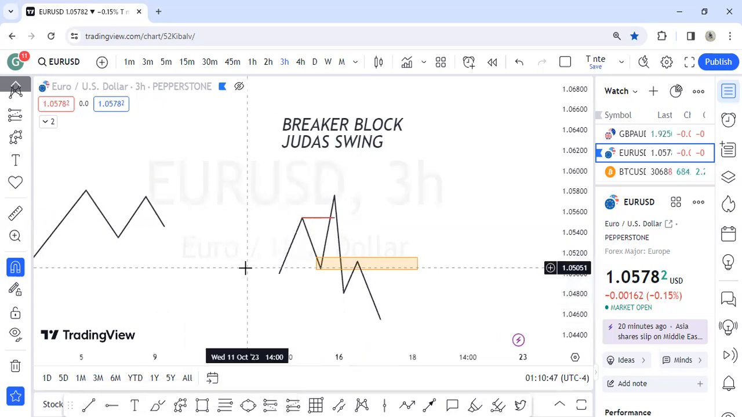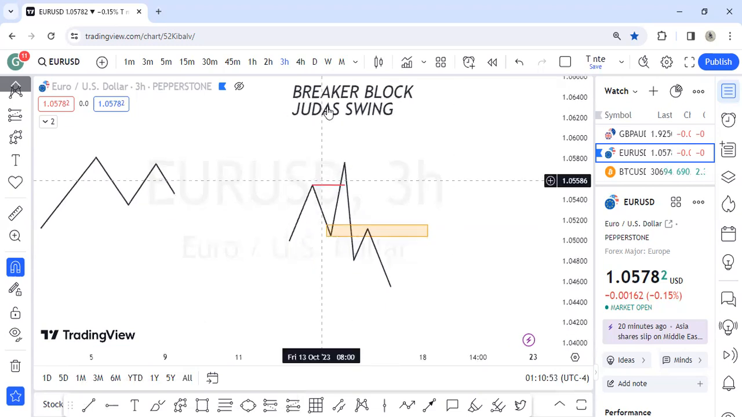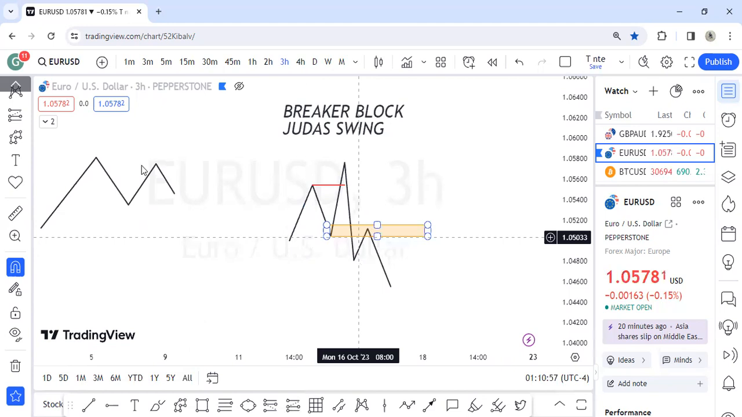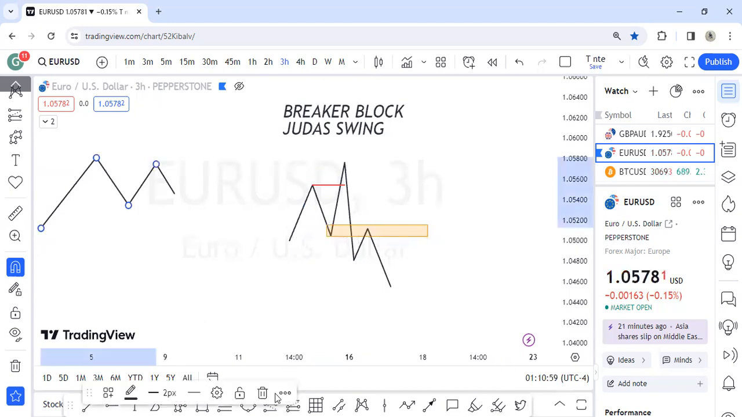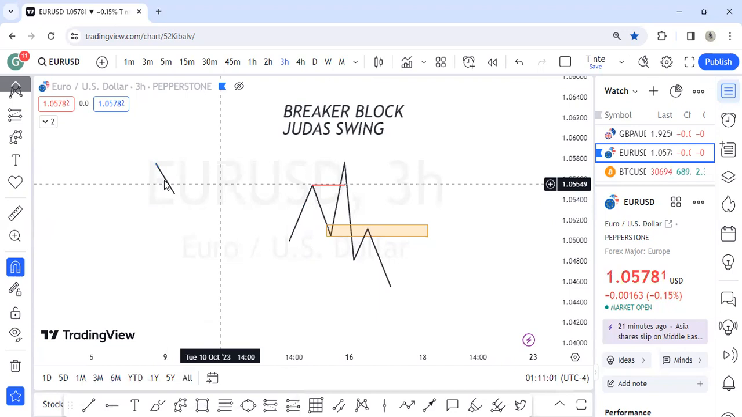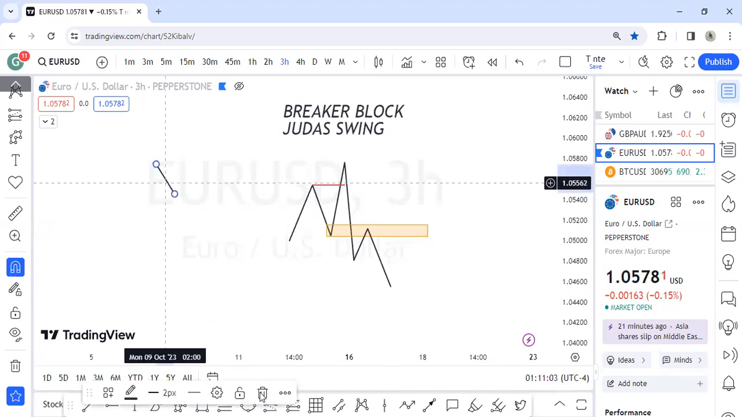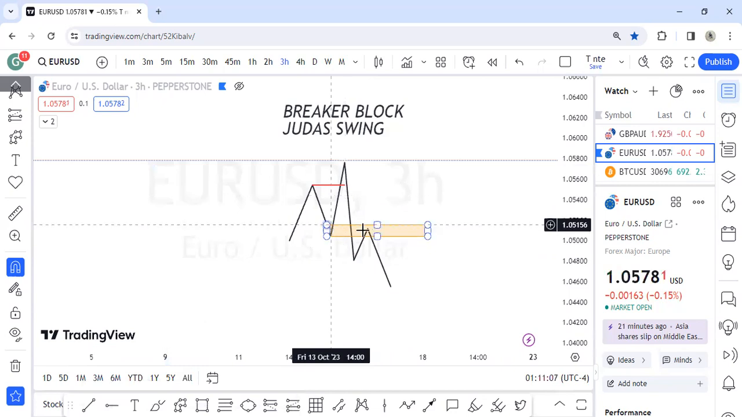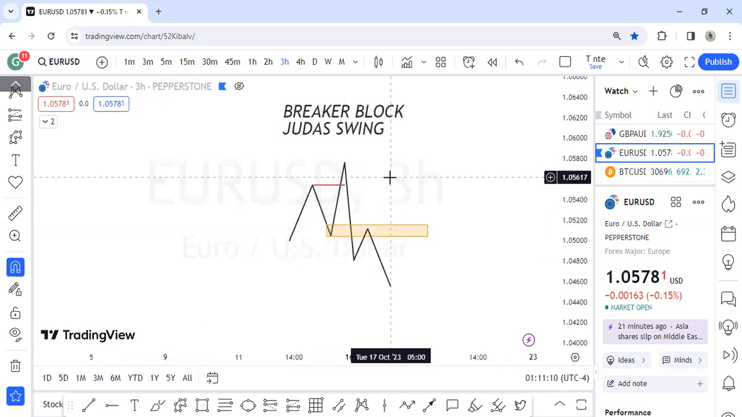A breaker block simply tries to tell us that there are levels at which the market created this kind of setup. The market should come back to that breaker block level and then reject price. You come back to that breaker block level and then you see it drop down. We usually like to see this area as our area of interest for our breaker blocks. So that is basically what a breaker block is about.